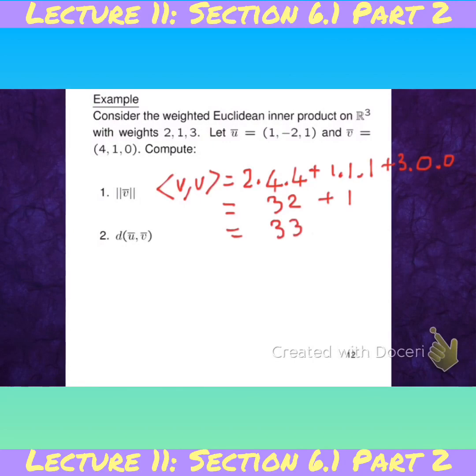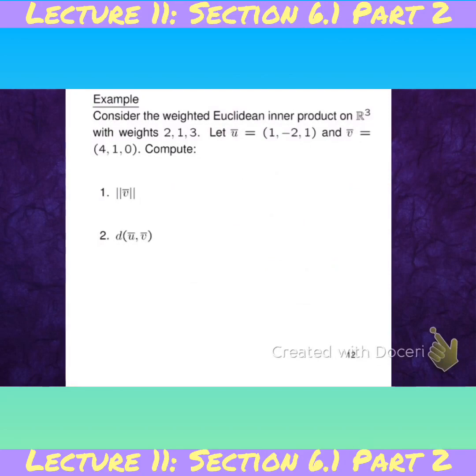So what's the norm of v? The norm of v is going to be the square root of this inner product that we worked out, and that is just going to be the square root of 33. Then what is the distance between u and v? To get the distance, we need to look at the inner product of u minus v with u minus v. Firstly, what is u minus v? That is going to be 1 minus 4, which is minus 3. Then minus 2 minus 1, which is minus 3. And 1 minus 0, which is 1.